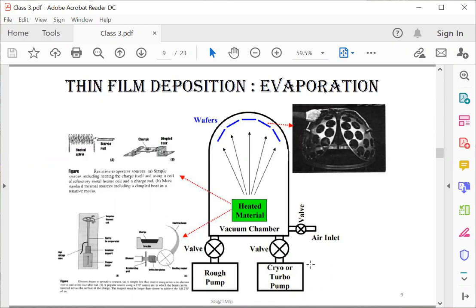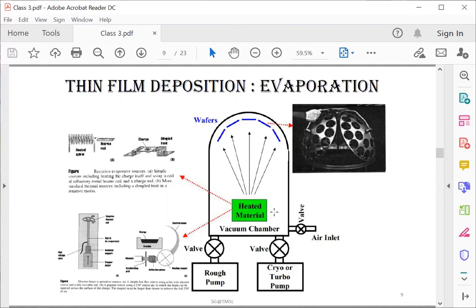Another point is that an evaporation system may contain up to 4 crucibles to allow deposition of multiple layers without breaking vacuum. So a maximum of 4 crucibles can be attached. One material you can deposit, then you feed power to the second crucible, so the second material will be evaporated, and then you feed power to the third crucible, and the third material will be evaporated. When you want to evaporate a certain material, the other crucibles are covered by the shutter. That's why the shutter is there. For every crucible mechanism, a shutter is present.